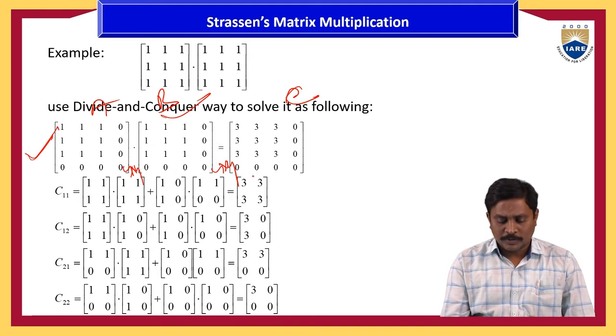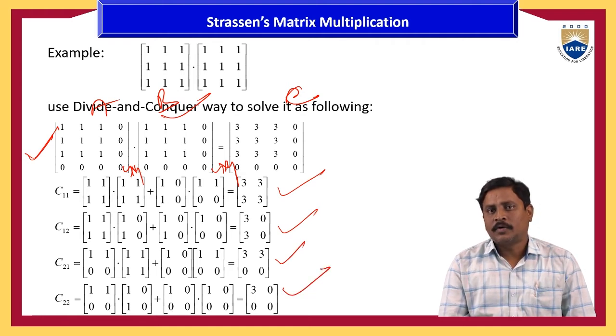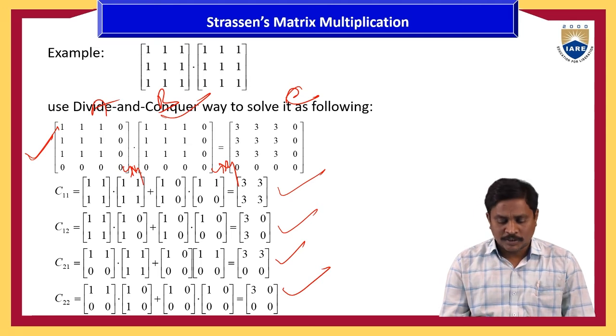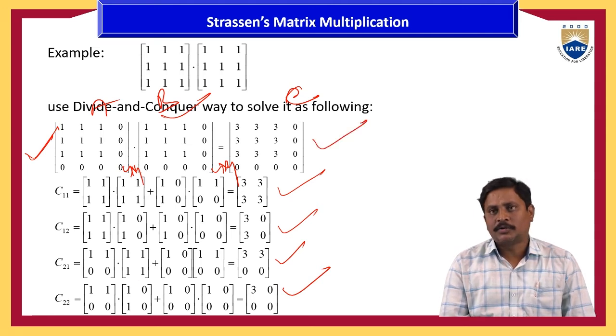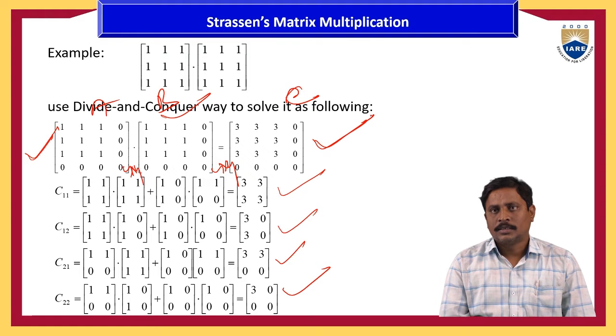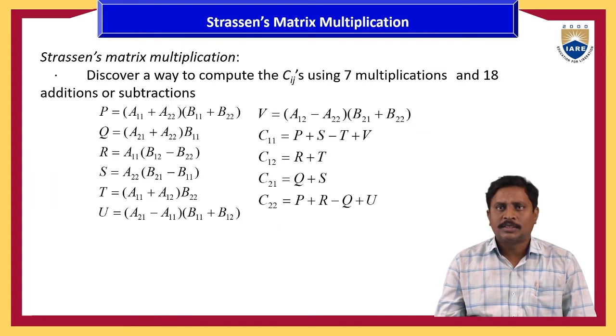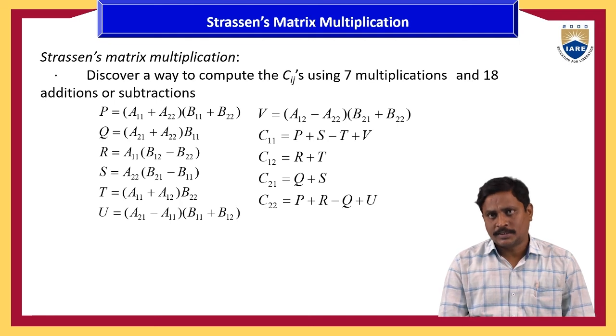By using the previous rule, we calculate these values. By using those 8 additions, we calculate the C11, C12, C21, C22 values. Substituting all these values into C11, C12, C21, C22, we get this matrix. So it takes so much time to calculate the multiplication of these two given matrices. How do we reduce the number of multiplications? We see this in Strassen's matrix multiplication.